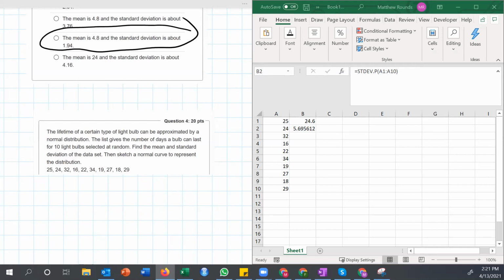Okay, so we're going to move to our next section here, which is misleading graphs and statistics.